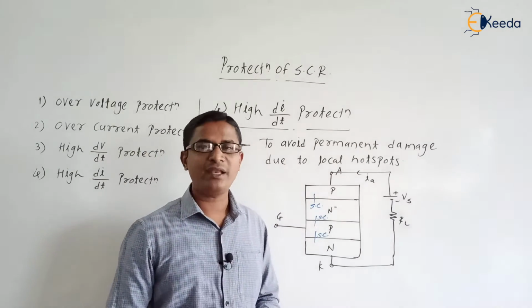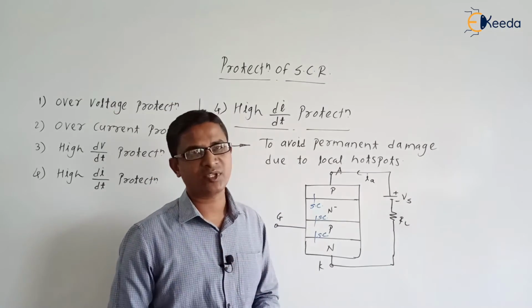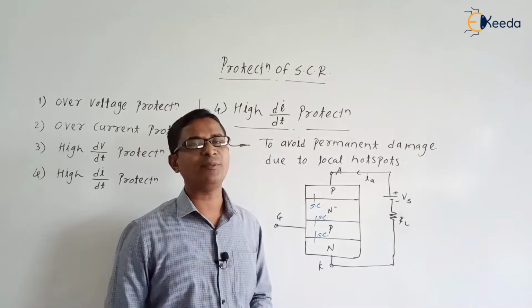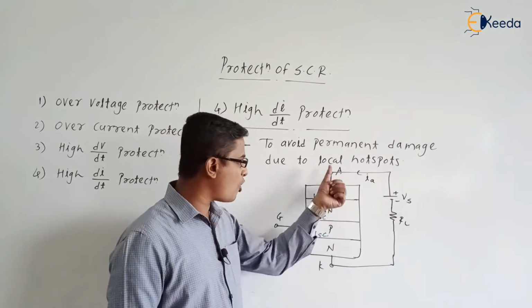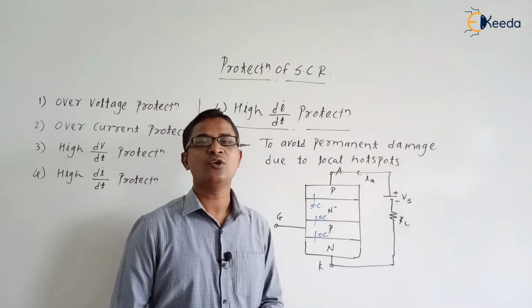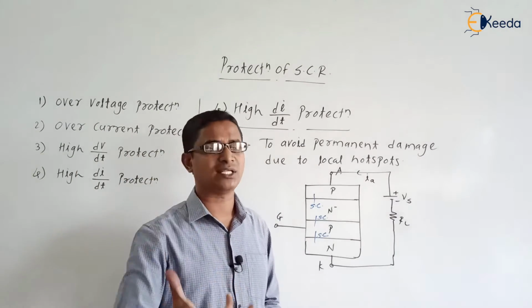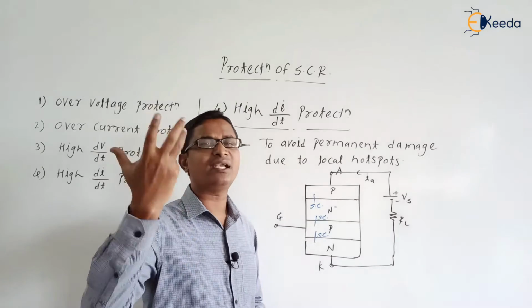So when high current flows through the SCR within a short time interval, then what will happen? Yes, the flow of charges will be increasing to a high value. Are you getting the point? Current means what? Rate of flow of charges. So high di by dt means what?